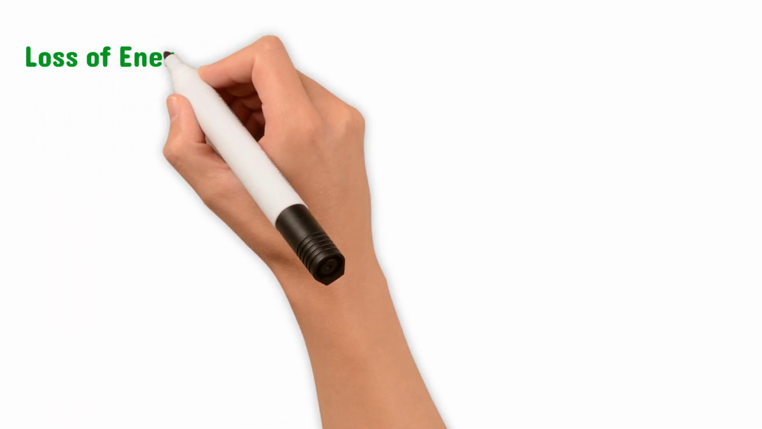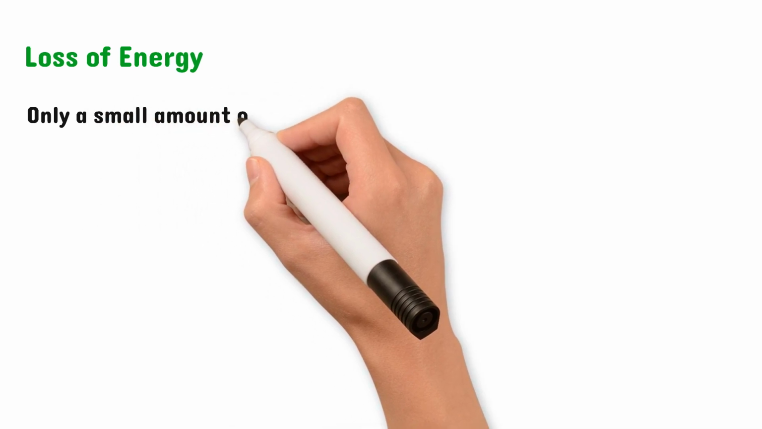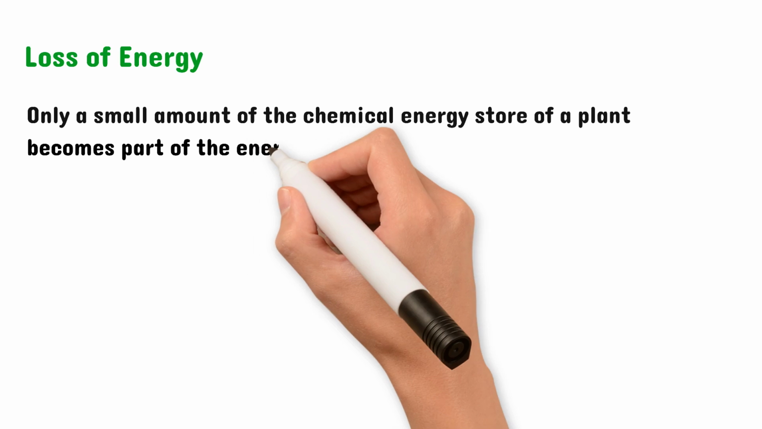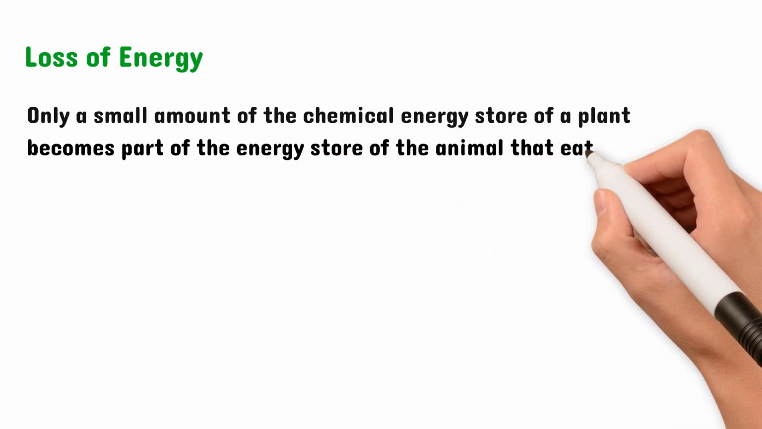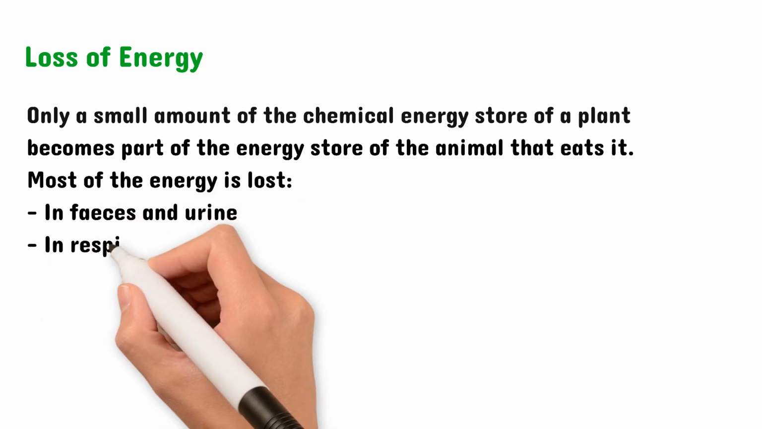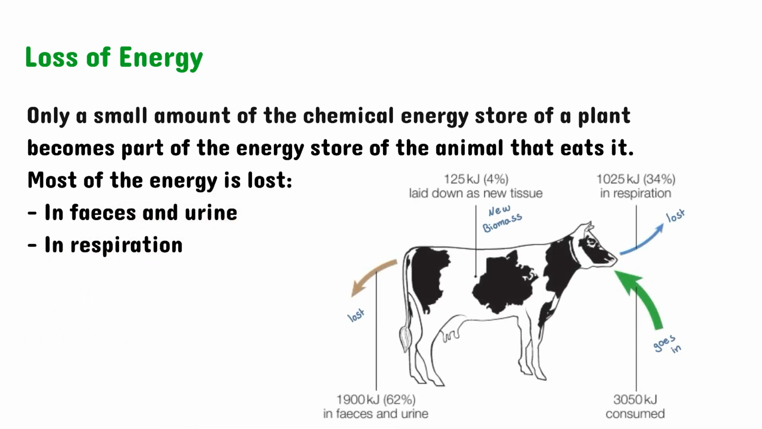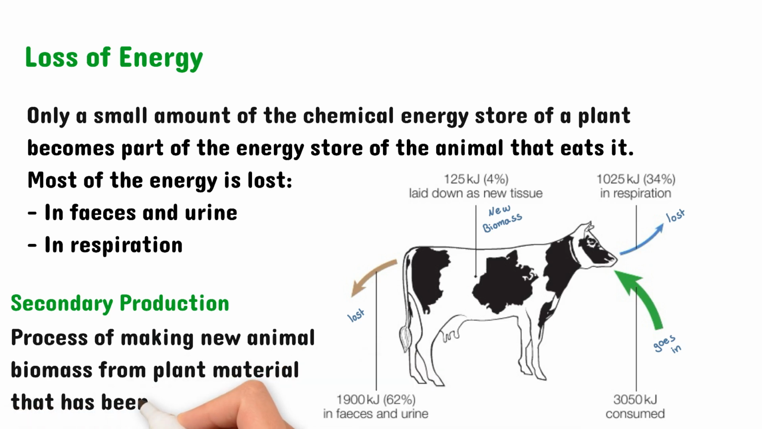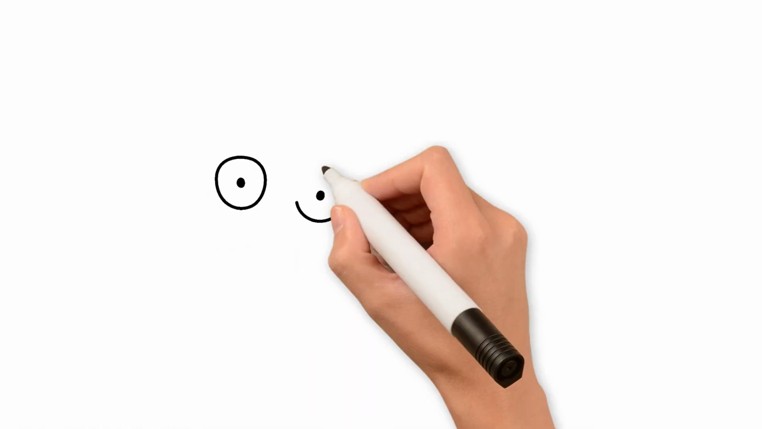To finish off, let's look at loss of energy. Only a small amount of the chemical energy that is stored in a plant actually becomes part of the energy stored in an animal that eats it. Most of the energy is actually lost in feces and urine and in respiration. As you can see from this diagram, energy goes in that has been consumed and only 4% is actually laid down as new tissue. The rest is lost in respiration or in feces and urine. The process of making new animal biomass from plant material is actually called secondary production, and you have to know that for your exam. And that is the end of this video.